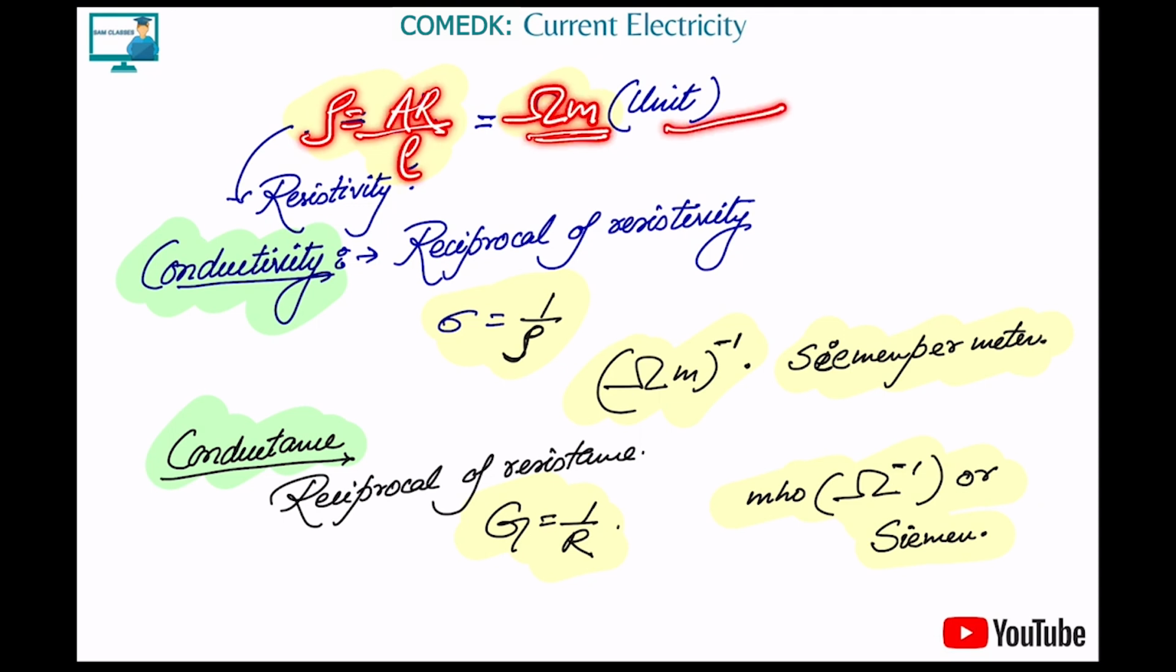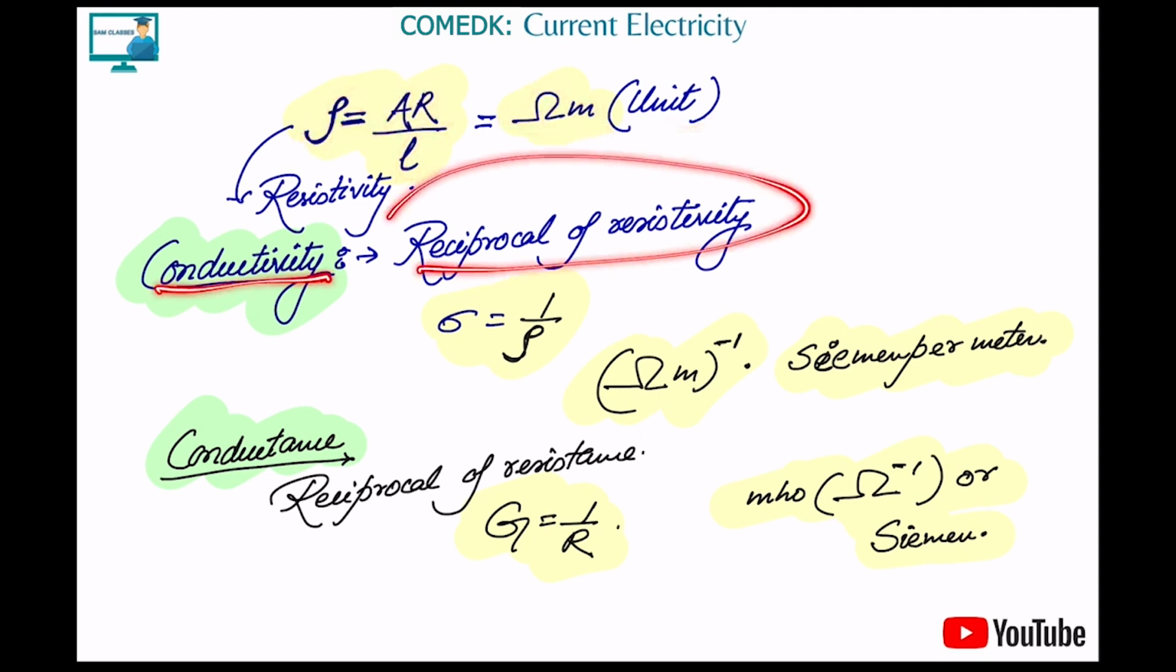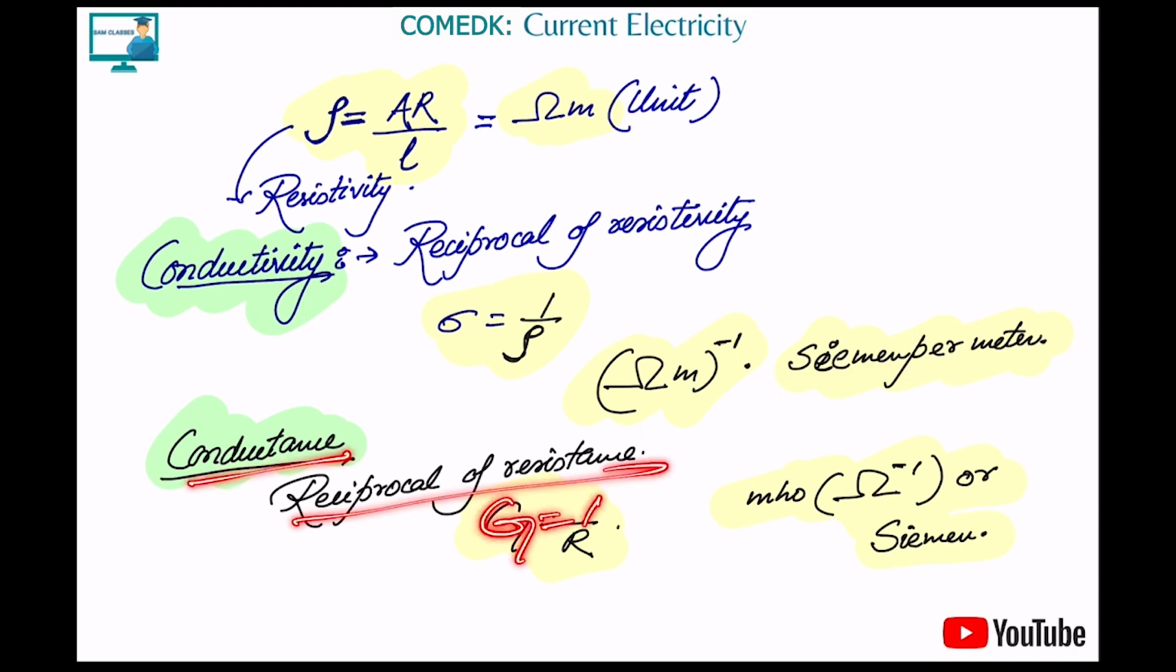Now what is conductivity? It is the reciprocal or inverse of resistivity. So sigma is equal to 1 by rho. We write the unit as ohm meter whole inverse, or Siemens per meter. Conductance is the reciprocal of resistance. G is equal to 1 by R. It is also known as mho, or ohm inverse, or Siemens.